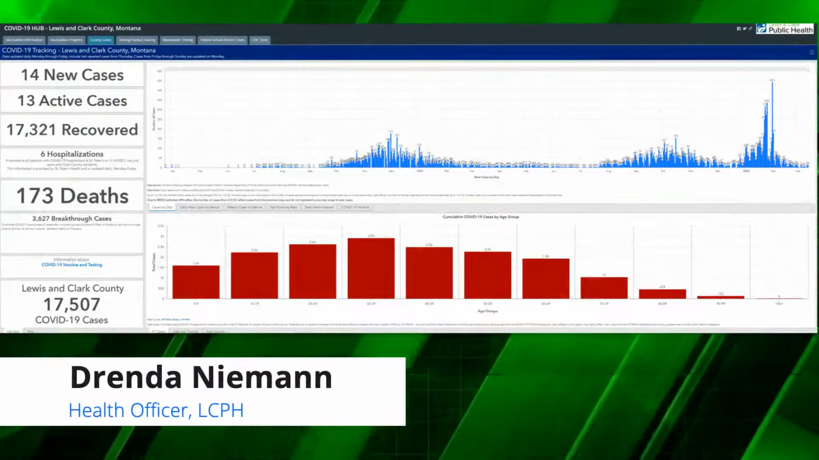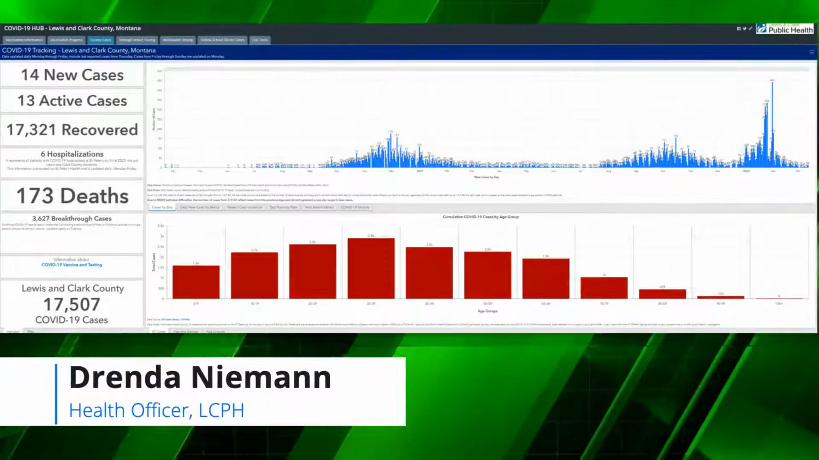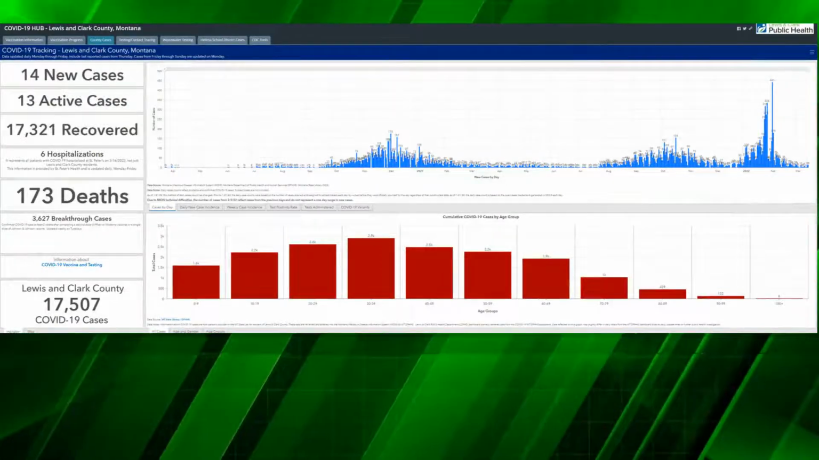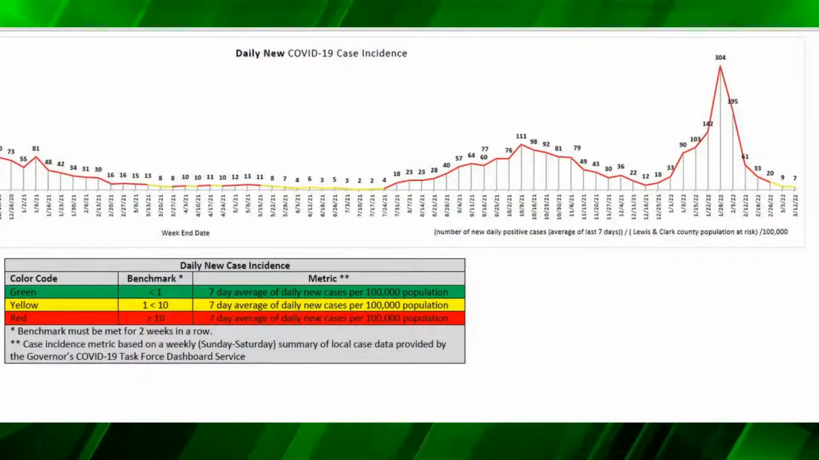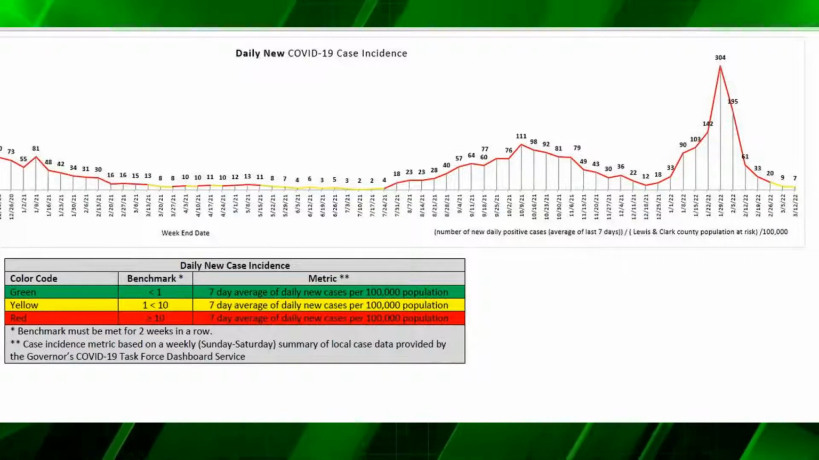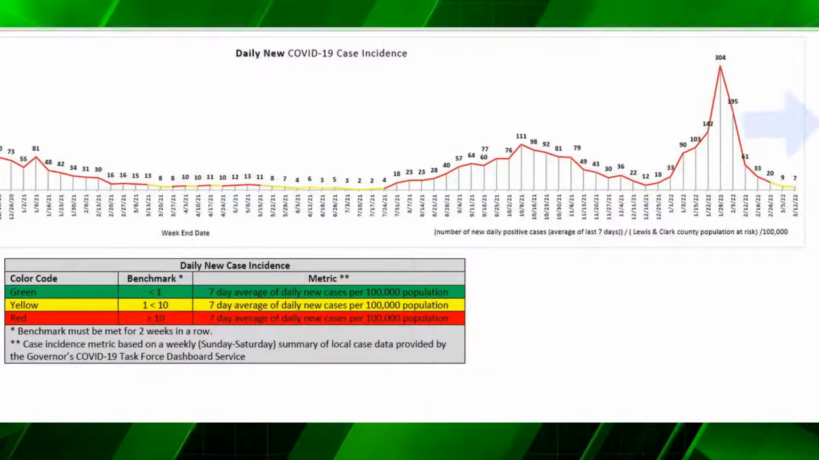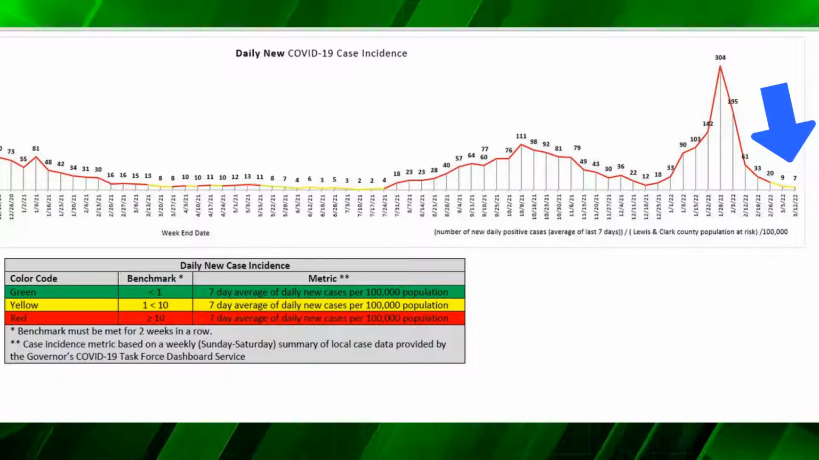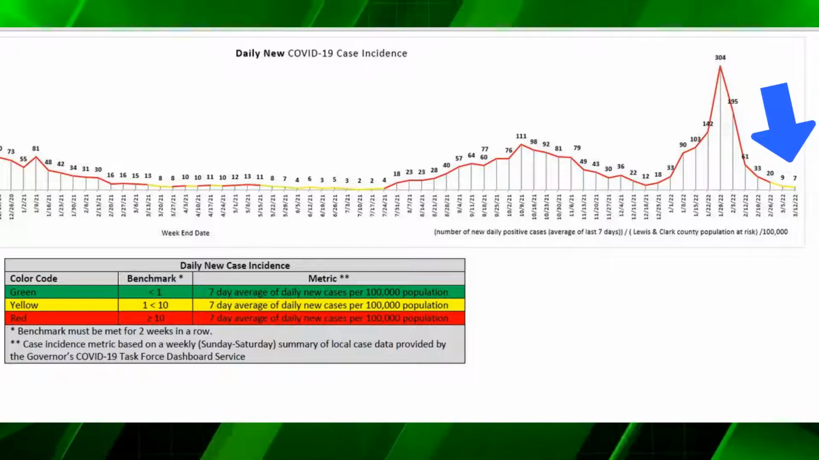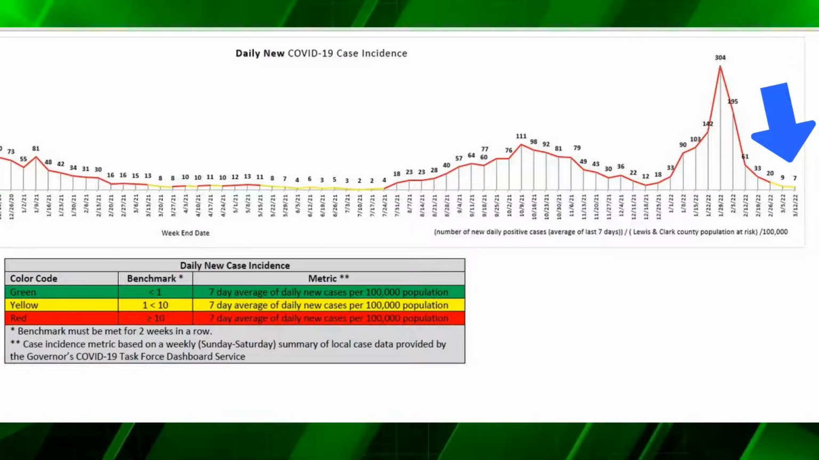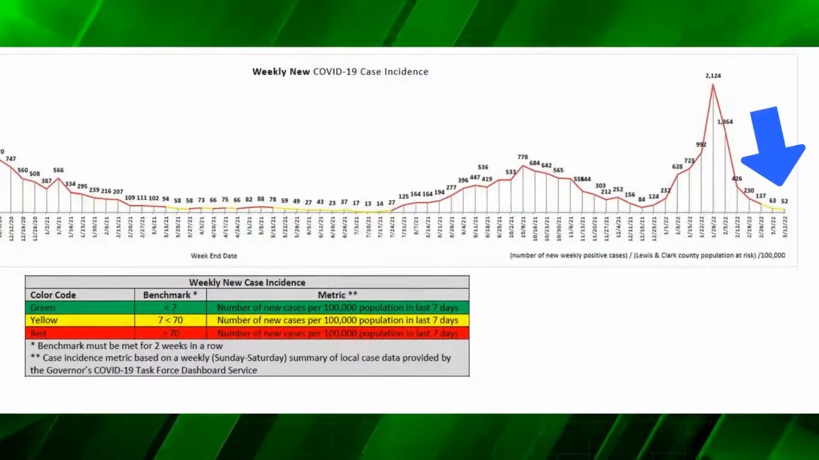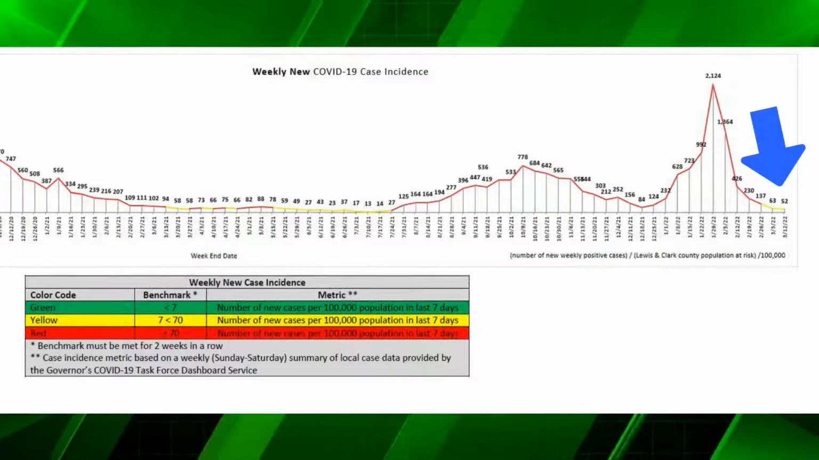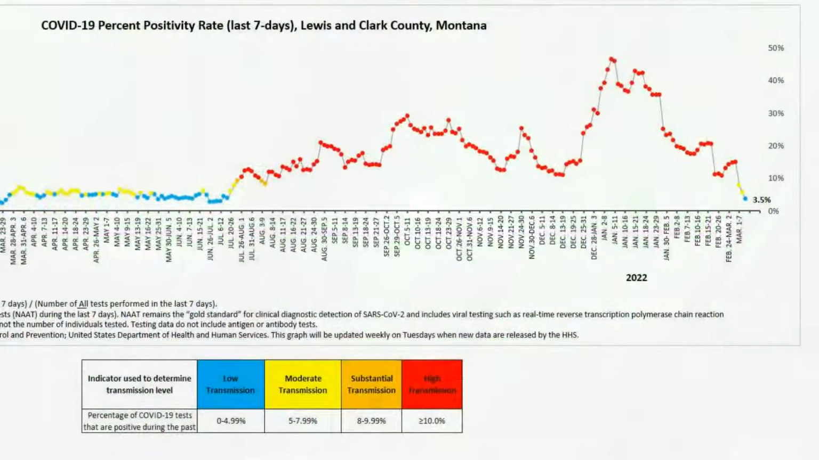Hi, this is Drenda Niemann, Health Officer with Lewis and Clark Public Health. I'm going to give you a quick COVID-19 update. We have the lowest cases that we have seen since before Delta last July of 2021. So you can see in the graph here that our incident rate per 100,000 per day has dropped to about 7, and then our weekly case incidence has dropped to 52 per week, or in the last 7 days per 100,000.